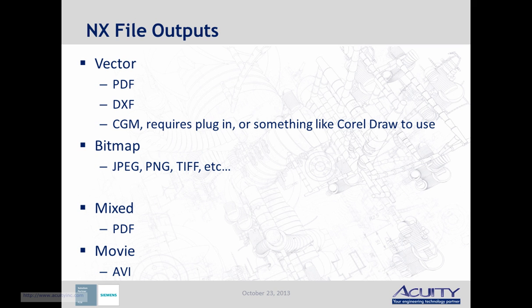The bitmaps, we're pretty familiar with those. JPEG, PNG, TIFF, bitmap. Those are great for pictures out of the graphics window, and TIFF in particular can be used for large drawings. Mixed mode PDFs happen out of NX sometimes as part of FEA reports, and we saw the movie file output in the form of AVI during this presentation.